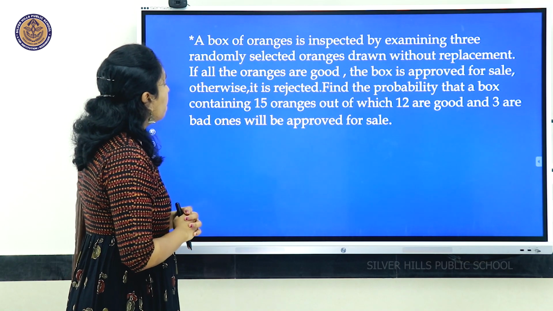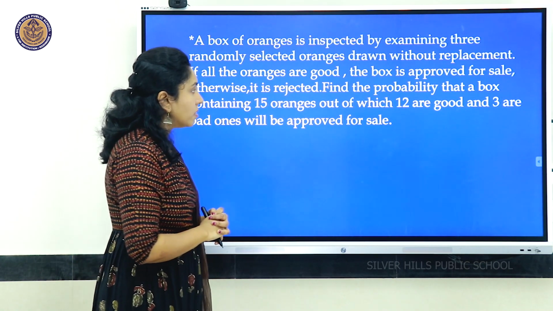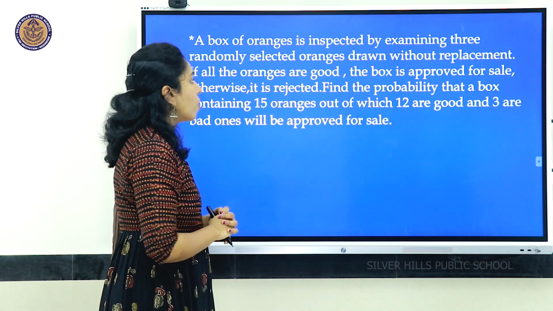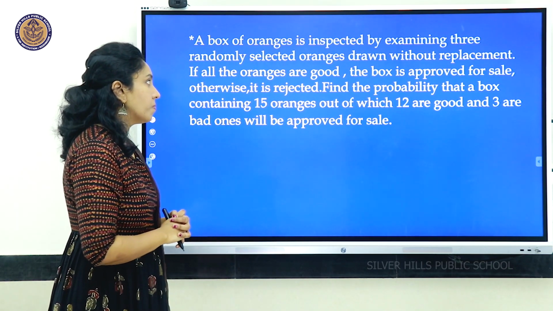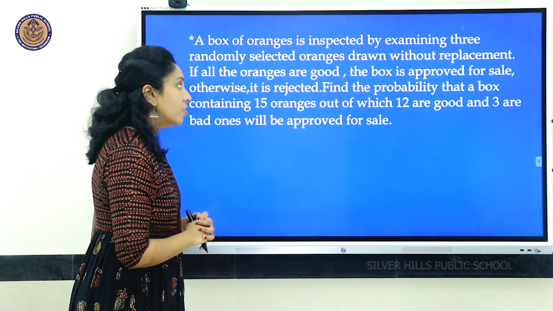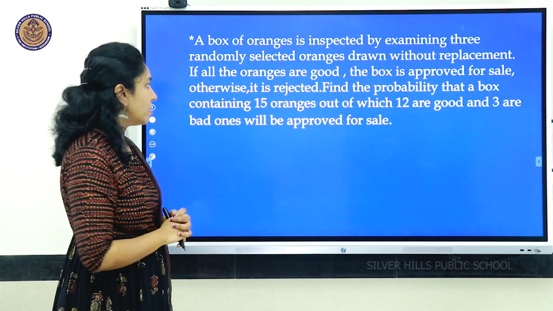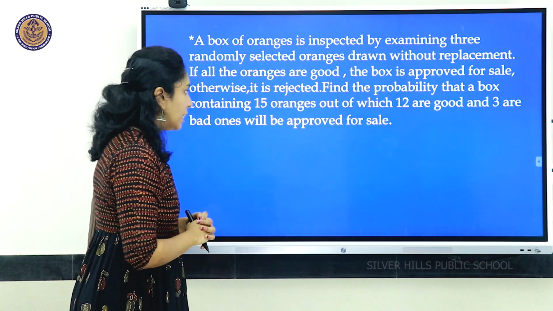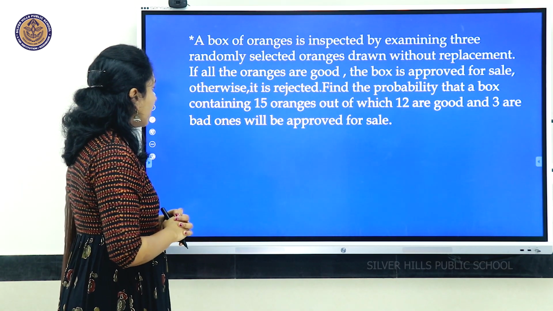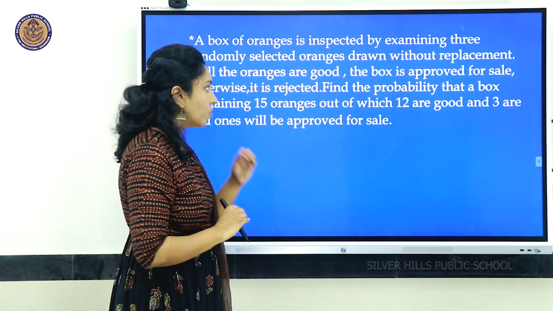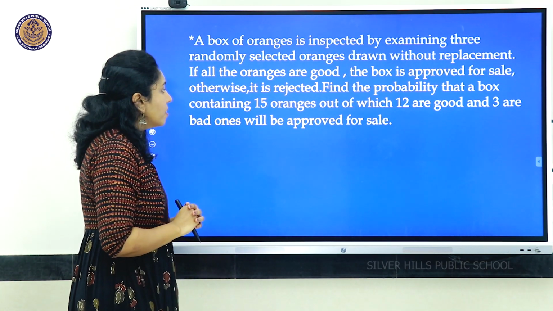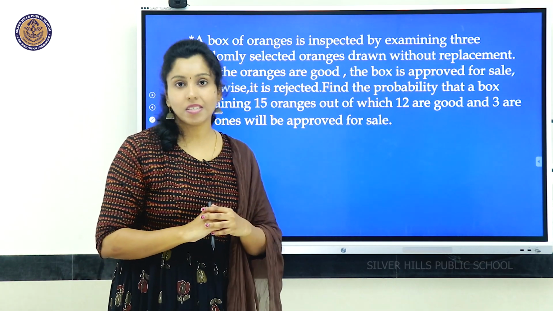Next one, a box of oranges is inspected by examining 3 randomly selected oranges drawn without replacement. If all the oranges are good, the box is approved for sale, otherwise it is rejected. Find the probability that a box containing 15 oranges, out of which 12 are good and 3 are bad ones, will be approved for sale.